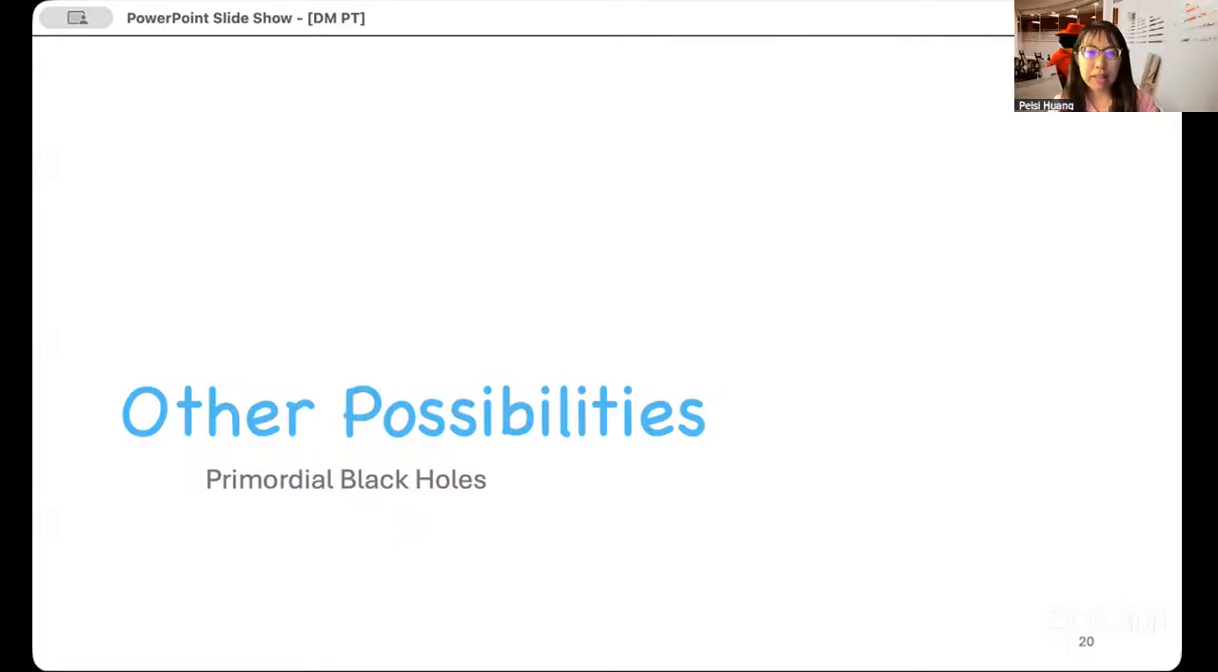So in the next 5 to 10 minutes, I want to switch gears and talk about another possibility. I want to talk about the possibility that the dark matter is not particle dark matter, but rather is the remnants from the phase transition. So the dark matter is actually primordial black holes.